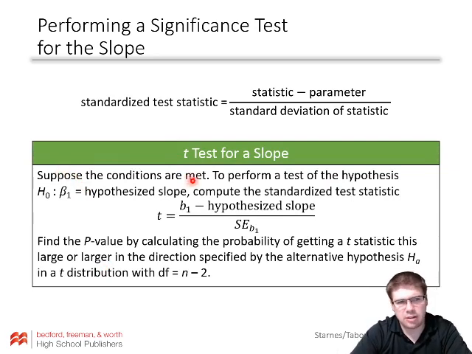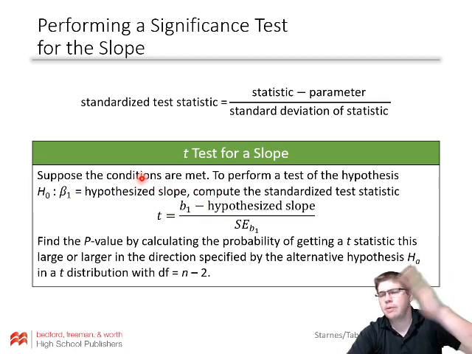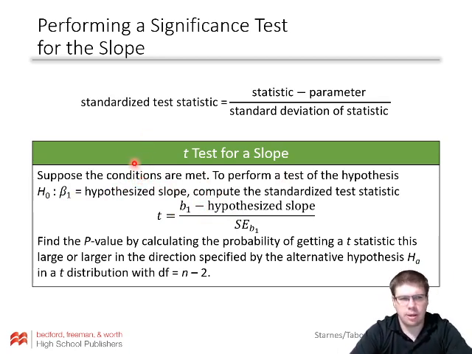So suppose the conditions for inference are met to perform a test of the hypothesis that beta 1 equals some hypothesized slope. And a lot of times this will be 0. So is the slope significantly greater than 0, significantly less than 0? That's how often this will go. Compute the standardized test statistic by doing t is equal to our sample slope minus the hypothesized slope, which might just be 0, divided by the standard error of the slope. That same standard error we calculated in the last section, and it shows up in the computer output.